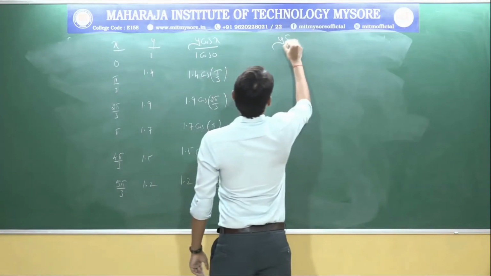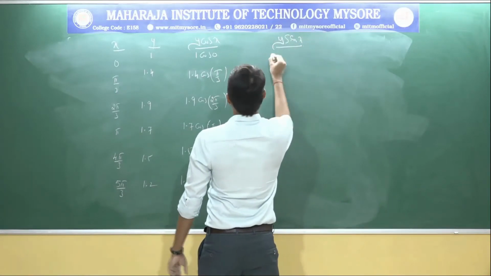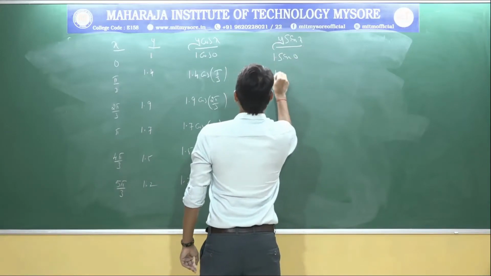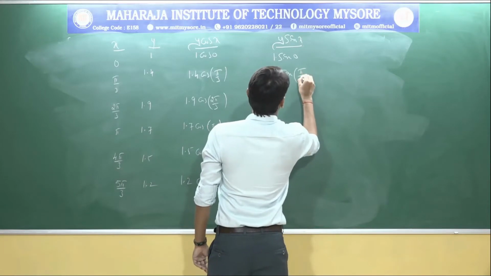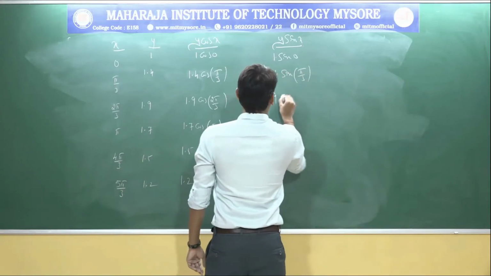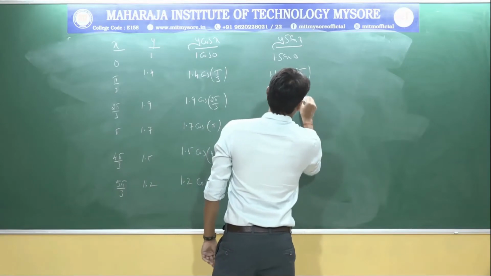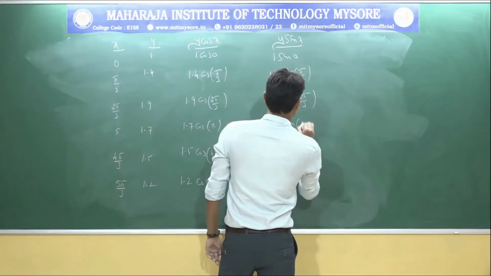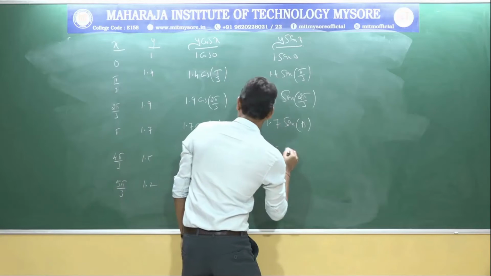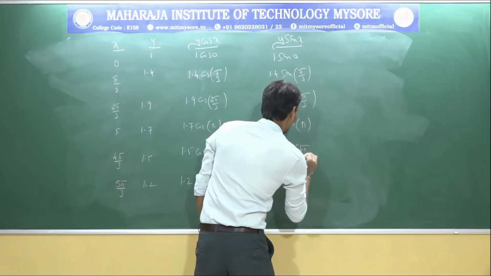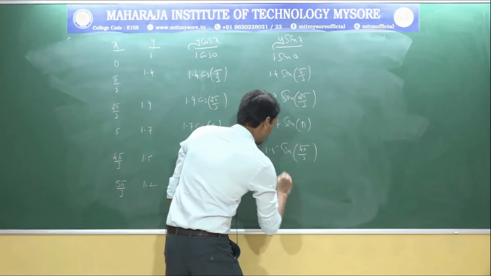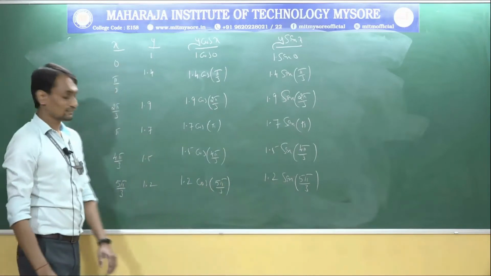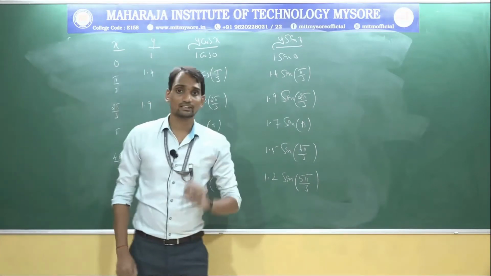Now y into sin x. So that is 1 into sin 0. Next 1.4 into sin of pi by 3, 1.9 into sin of 2 pi by 3. Next 1.7 into sin of pi, 1.5 into sin of 4 pi by 3. Next 1.2 into sin of 5 pi by 3. Write like this, then just directly calculate the values.